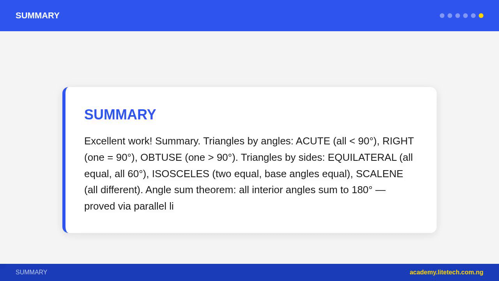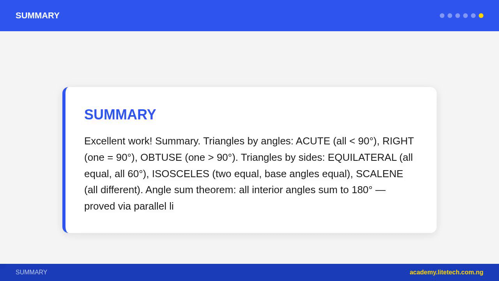Excellent work. Summary. Triangles by angles: acute, all less than 90 degrees; right, one equals 90 degrees; obtuse, one greater than 90 degrees. Triangles by sides: equilateral, all equal, all 60 degrees; isosceles, two equal, base angles equal; scalene, all different. Angle sum theorem: all interior angles sum to 180 degrees, proved via parallel lines. Isosceles: two equal sides, base angles equal. Exterior angle theorem: exterior angle equals sum of two remote interior angles.